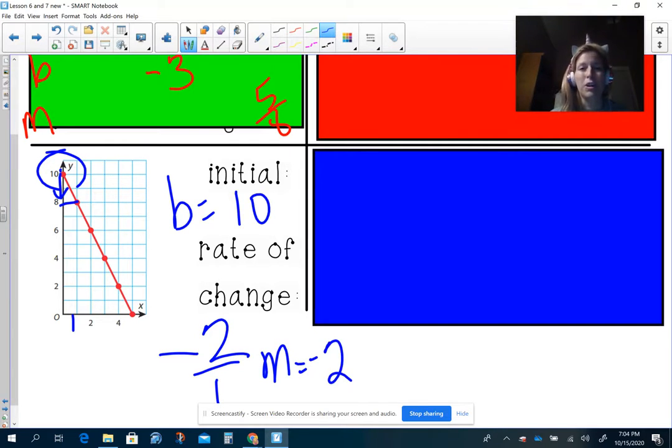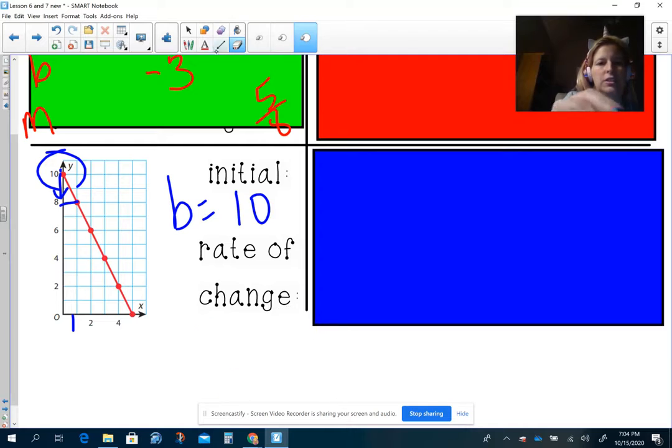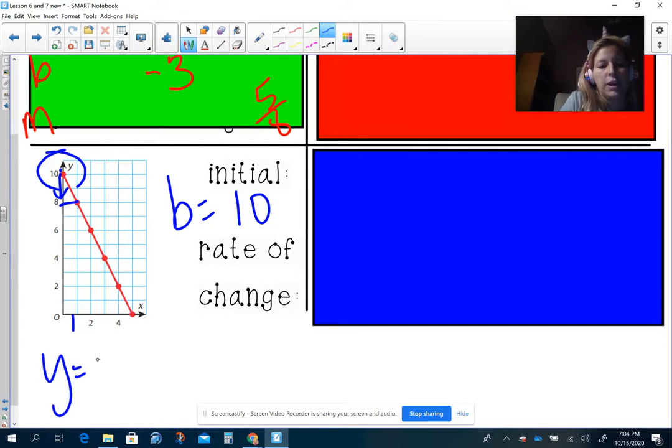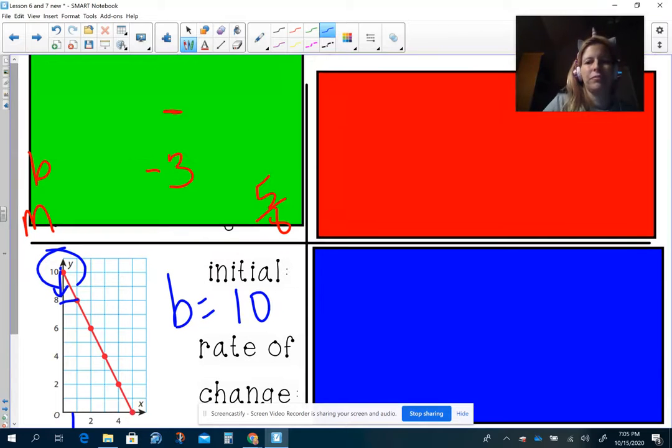Did anybody try to write an equation with that? Let's see. So if my rate of change is -2 and my initial value is 10, it's -2x + 10. Okay, let's try another one.